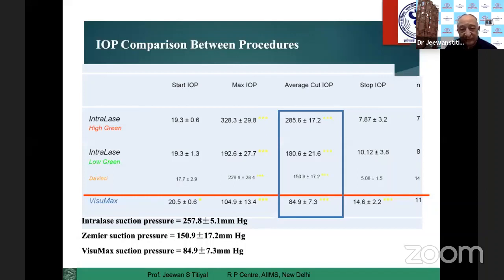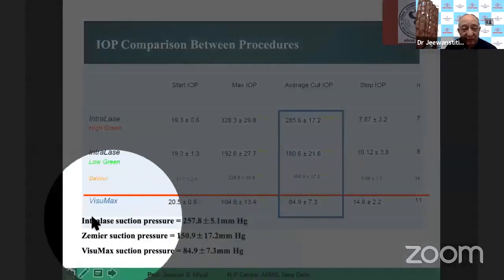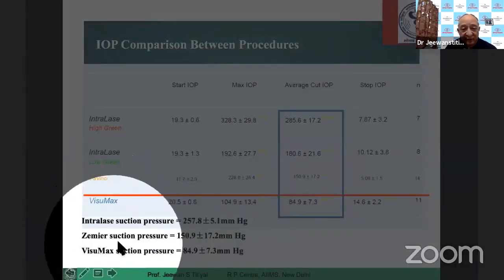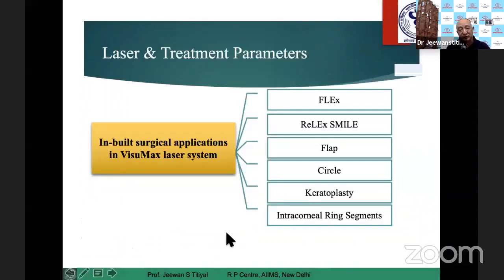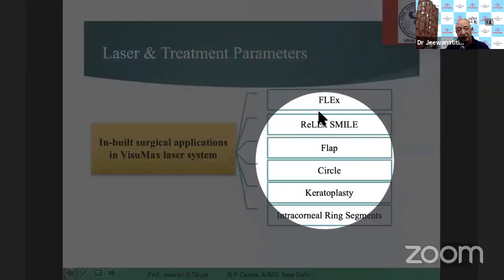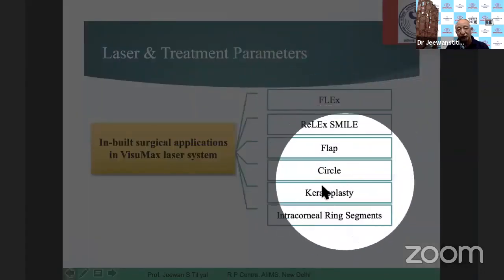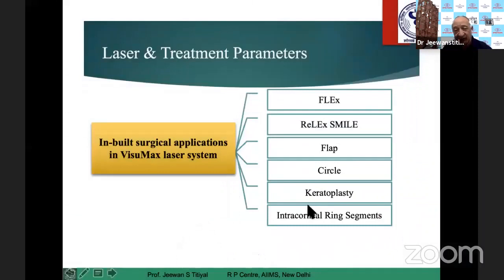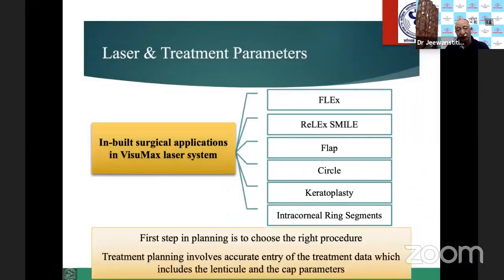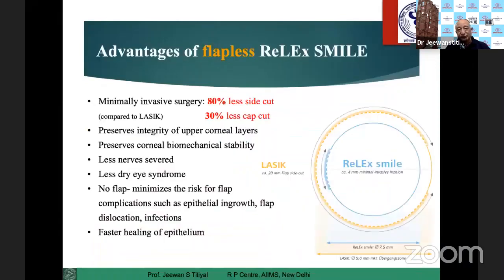applicator for these patients. The suction pressure buildup in SMILE is the least compared to the other femtosecond laser machines. Therefore, as I said, you can still see the patient fixing onto the green light, which is so important for getting a good pupil-centered treatment for SMILE patients. These are the various applications available: SMILE, flap, circle, keratoplasty software, as well as intracorneal ring segment software are also available for treatment in this particular machine.